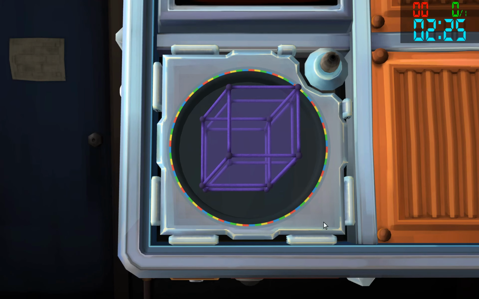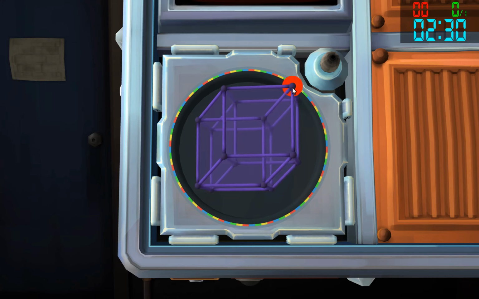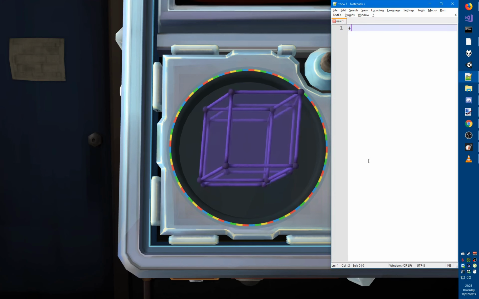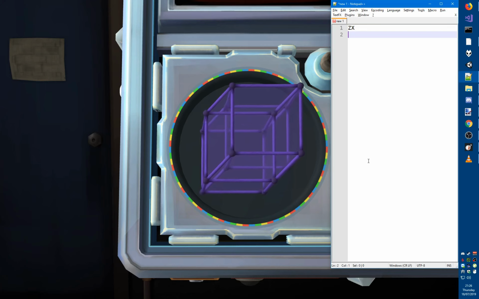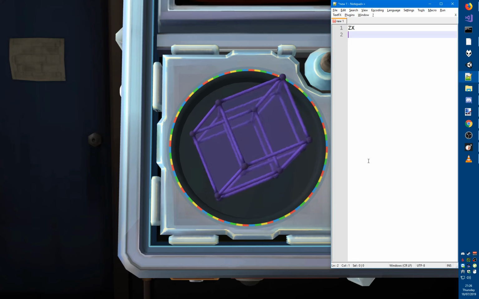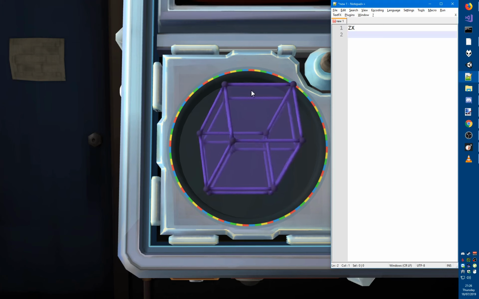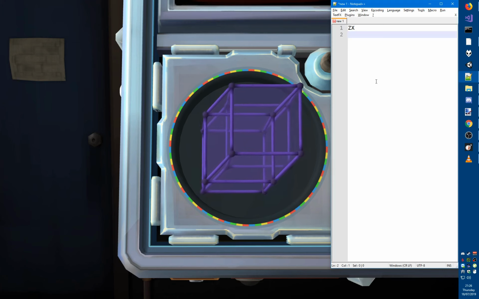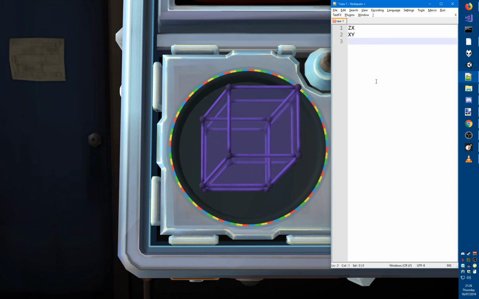Alright, so let's take a look at these rotations. The first one, that top line, goes here. So that's a positive x, negative z. Positive x, negative z. So that becomes zx. Now let's take a look at the second rotation. So here's our zx. And for the second rotation, I noticed that the x-axis went into the module. And so that's a negative x, negative y. So that's xy. Now let's take a look at the third rotation. 1, 2, and here's the third one.